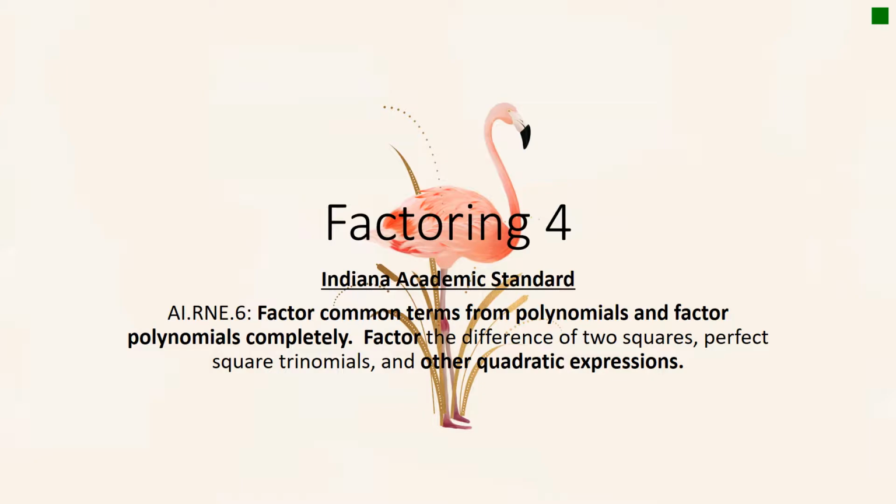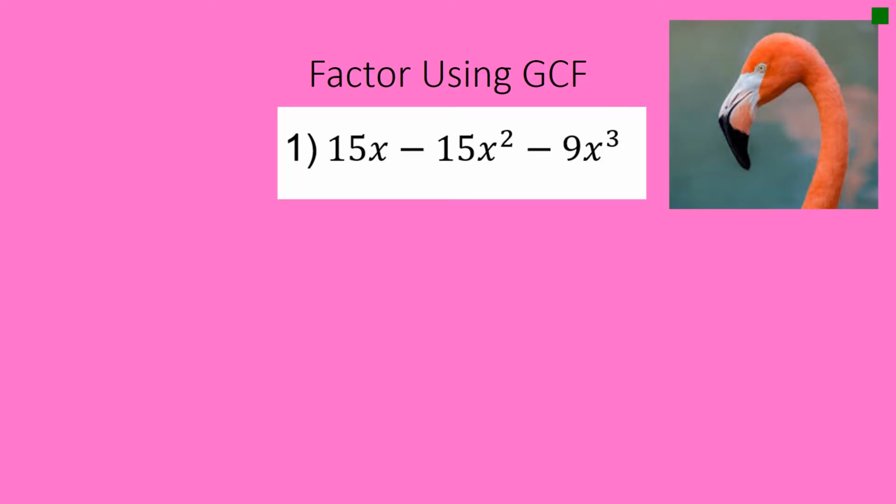Factoring 4. This should be a short one. Factor using the GCF. Okay, so it told me to use the GCF, so I need to look at all three of those and find my GCF. Here's a hint that I'm not going to use the big X. See that X cubed? Remember, big X is AX squared plus BX plus C. So what do they have in common?